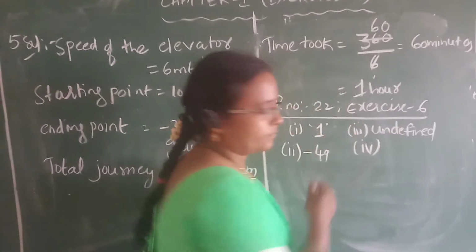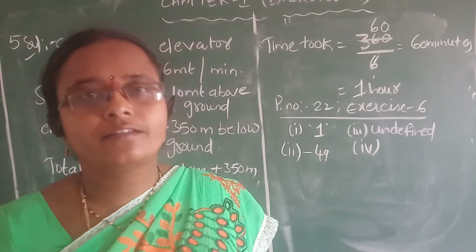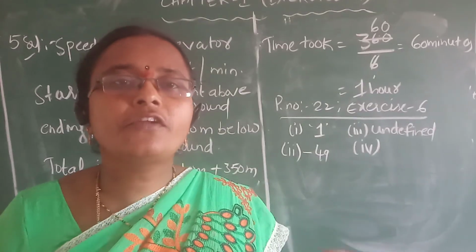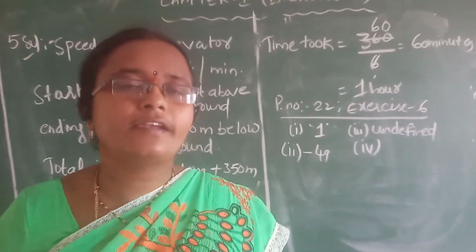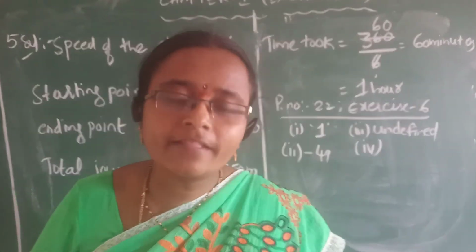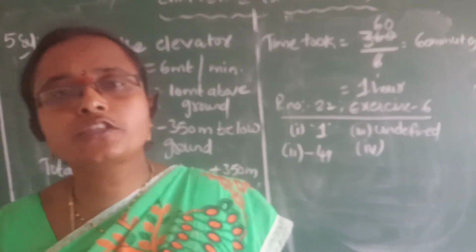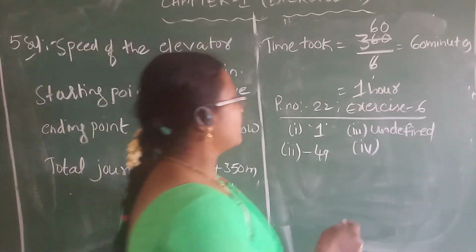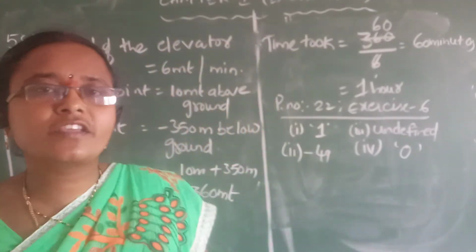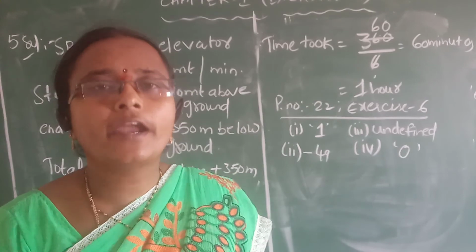Fourth solution: 0 divided by 1. If 0 is divided by any digit, we get the answer 0. If you multiply 0 with any digit, we get 0, and if you divide 0 by any other digit also, we get 0 itself. So, as already informed, 0 is the additive identity and 1 is the multiplicative identity.